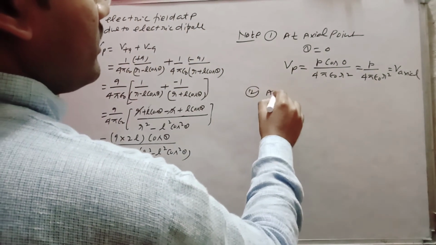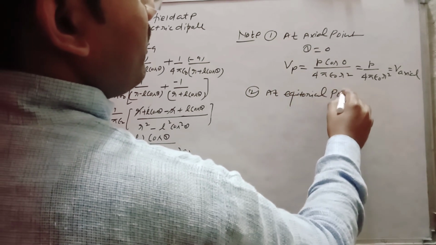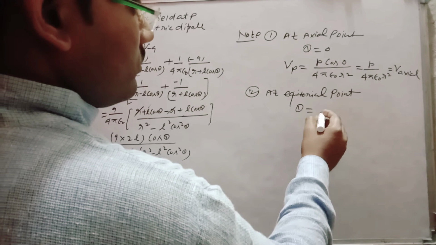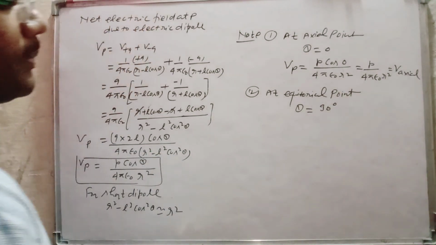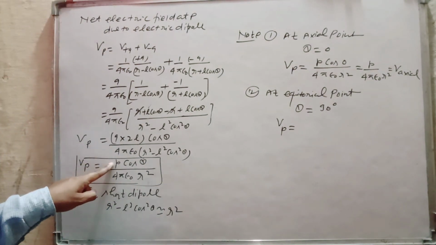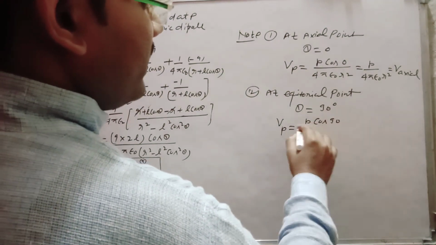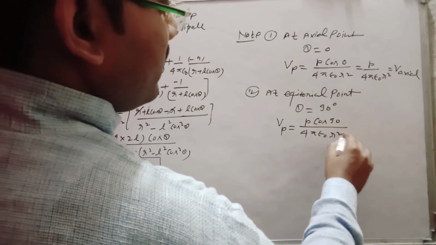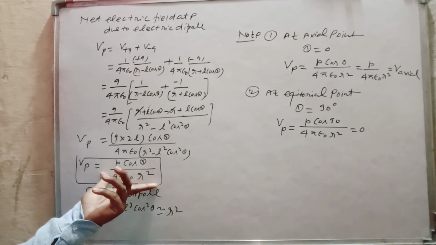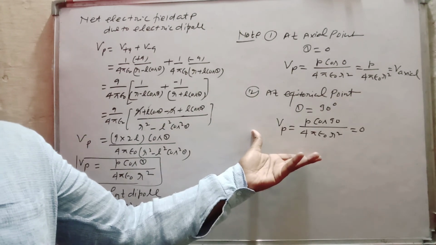And the second one, at the equatorial point theta is equal to 90 degrees. If theta is equal to 90 degrees, then what is the value of Vp? P cos theta divided by 4 pi epsilon naught R square. That means P cos 90 divided by 4 pi epsilon naught R square is equal to 0. That means this is the general formula. From this expression, we found the potential at the axial and the equatorial points.